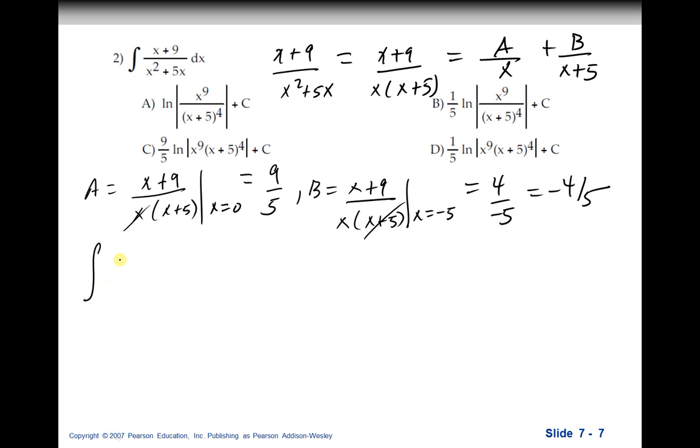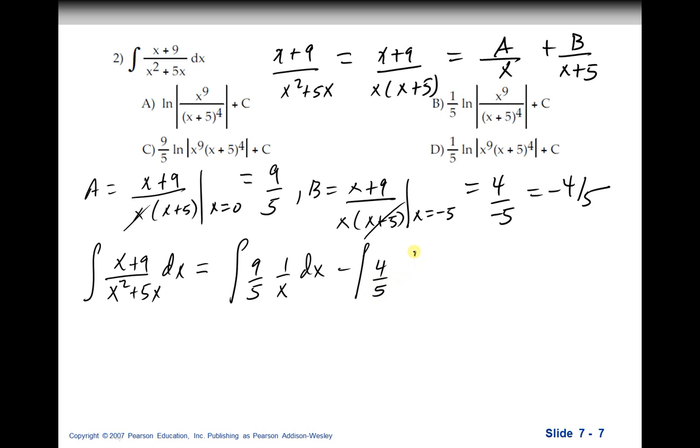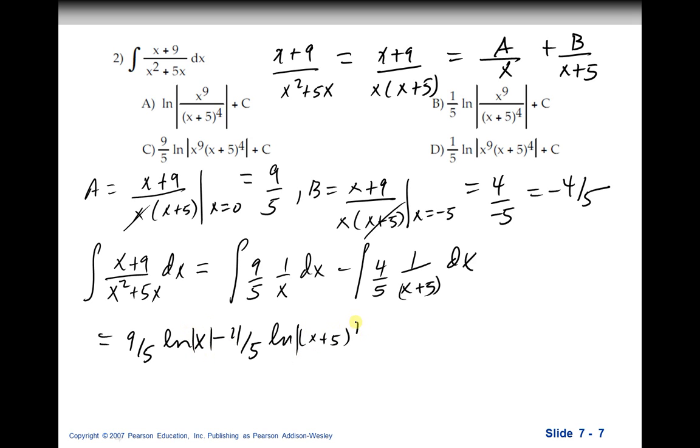that the integral of (x + 9) divided by (x squared + 5x) dx is equal to the integral of 9/5 times 1 over x dx minus the integral of 4/5 times 1 over (x + 5) dx, which is equal to 9/5 ln of x minus 4/5 ln of (x + 5). That's the absolute value of x, by the way.